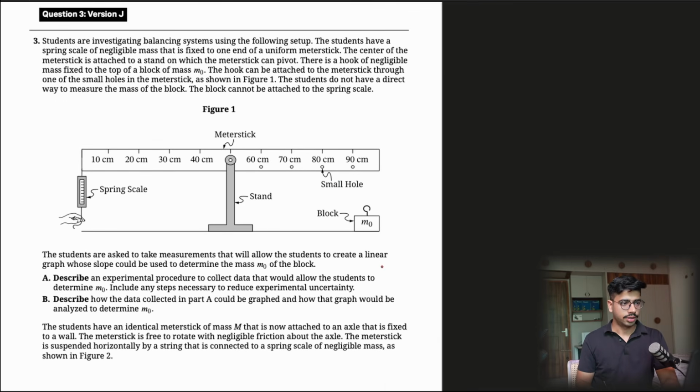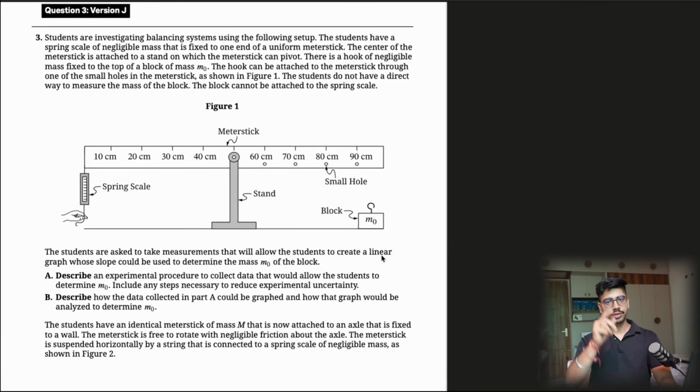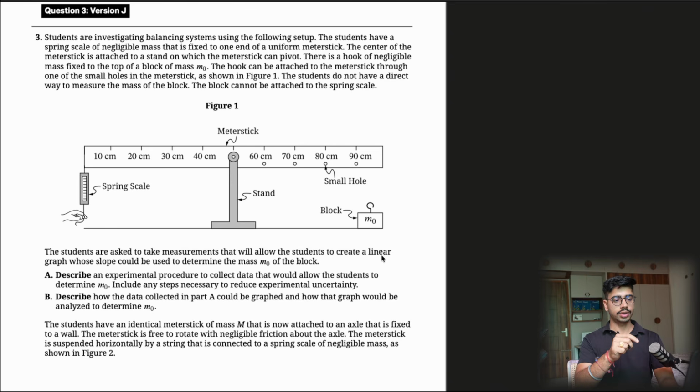So let's start. This is FRQ number 3. I request you to please go through the FRQ quickly, then look into the video. The question is: a student is investigating the balancing of a system. That is the setup that you can see here.